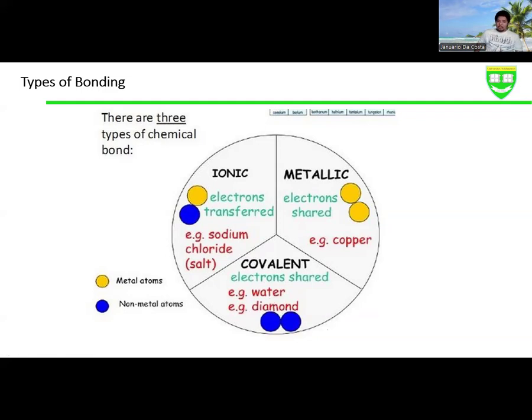There is also another bonding, what you call metallic bonding. That is bonding between 2 metal atoms. When a non-metal bonds to a metal atom, that's ionic bonding. When a non-metal bonds to a non-metal, that's covalent bonding. Comprende, guys?